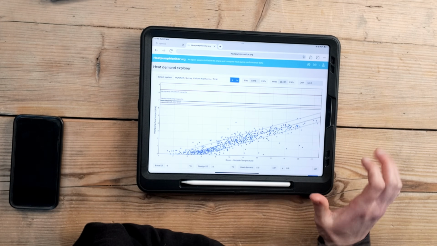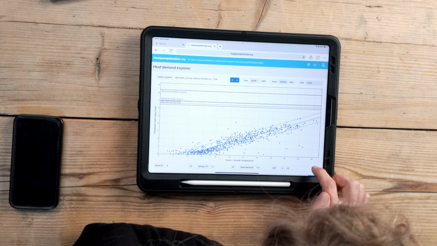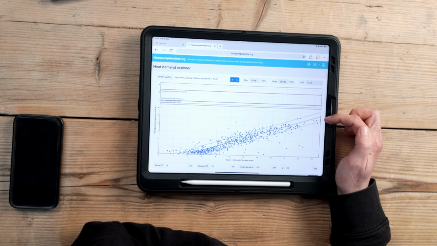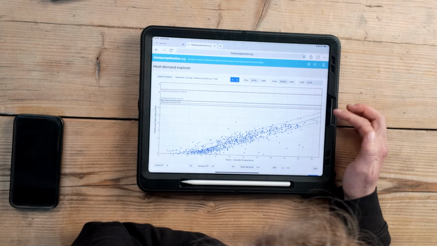And what you can use this to do is to say, actually, okay, at my design delta T, let's say it's 23 here, what is the average heat pump output extrapolated out? It's about 5.5 here for this whole building.